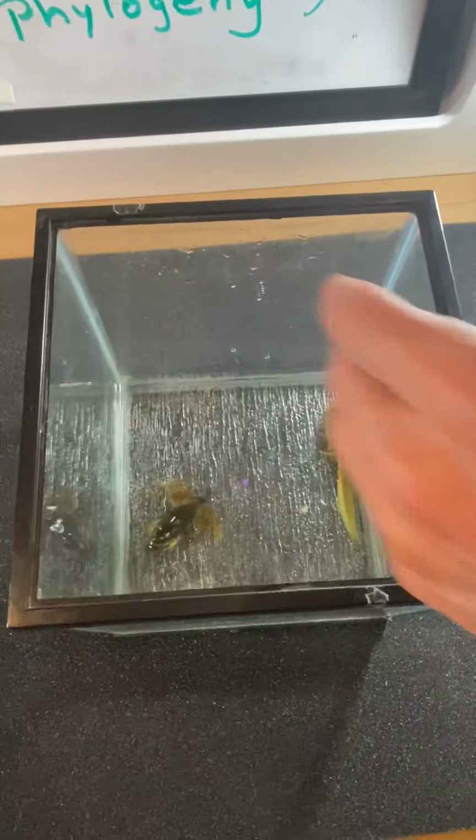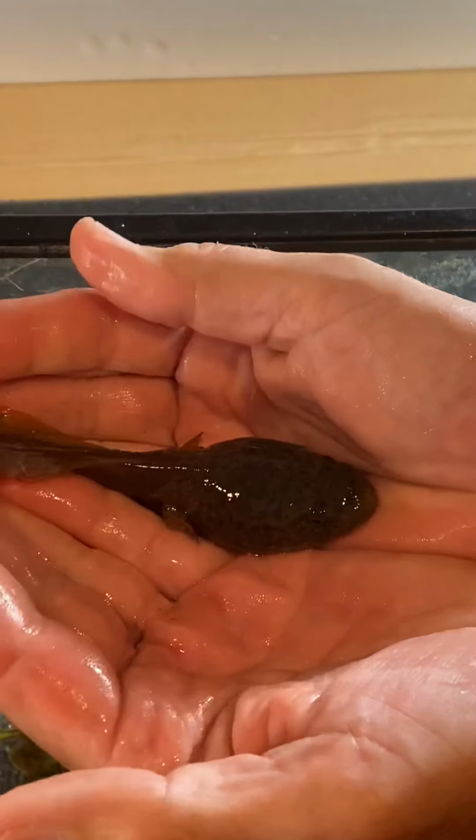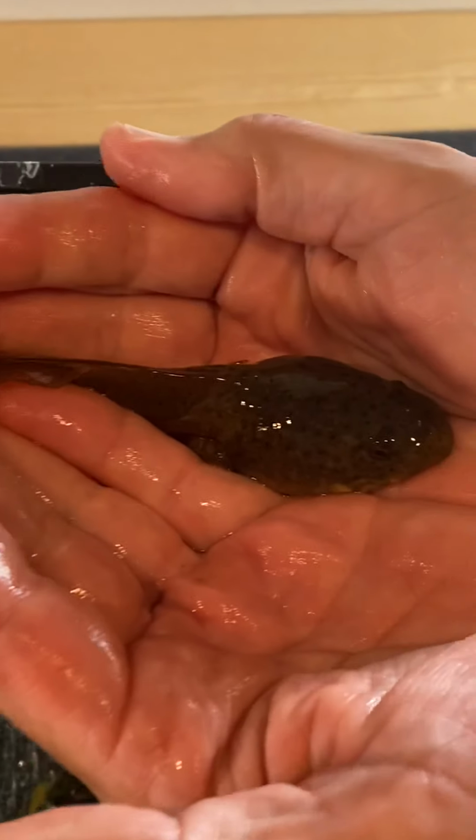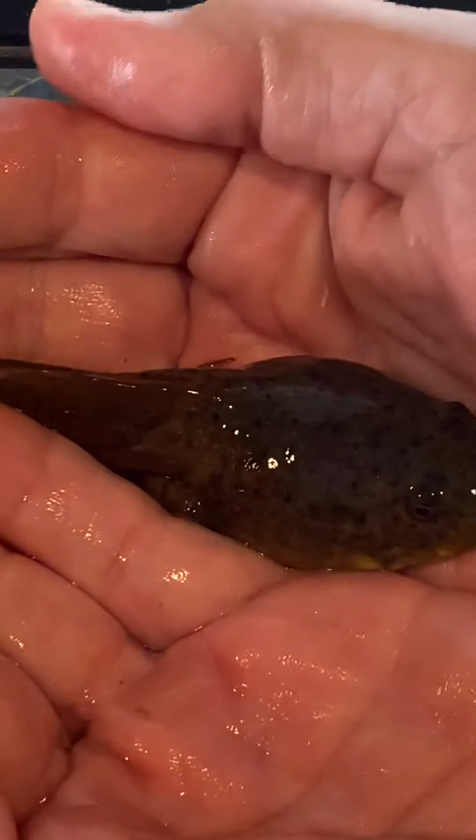This guy here now is just starting to develop his legs. I don't know if you can see his back legs, but notice he's still got his tail. He's still swimming in the water. I promise I'm not hurting him. And he's only eating algae, right? I don't know if you can get his back legs.